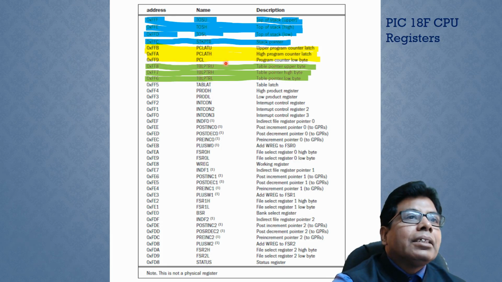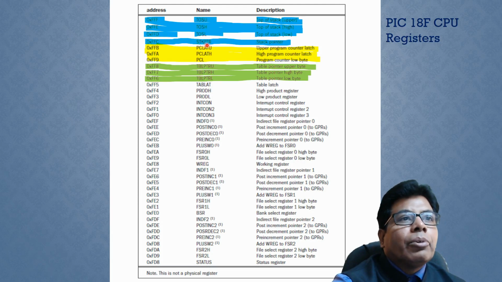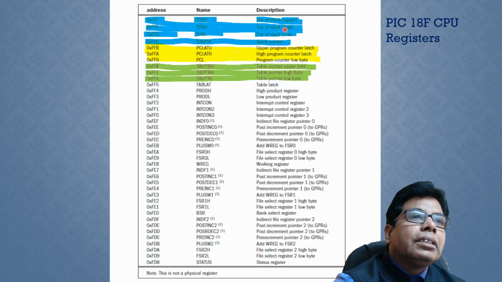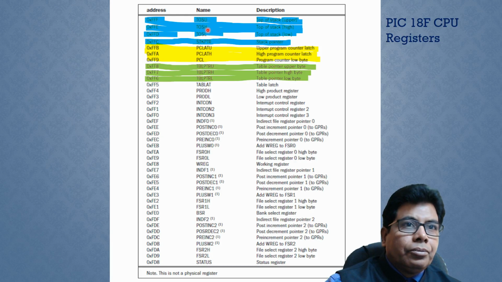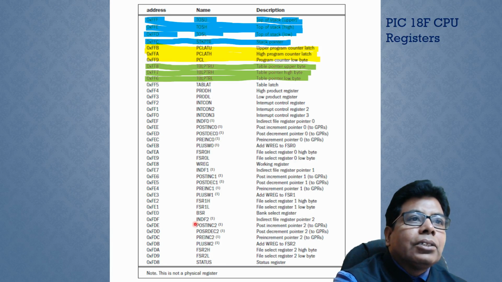Then for the stack pointer, here we have the first address FFC, that is for the stack pointer. Then these three addresses FFD, FFE and FFF are used for the top of the stack. This is low, high and upper. Since it is 21-bit, it requires three addresses for that. So these are the different registers. You can see all the registers shown here, the PIC CPU registers.